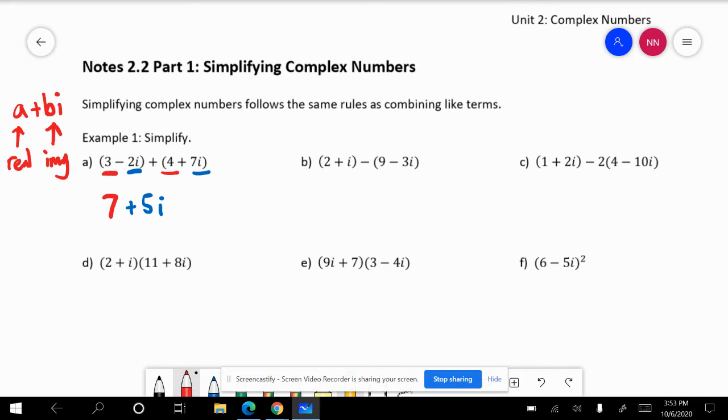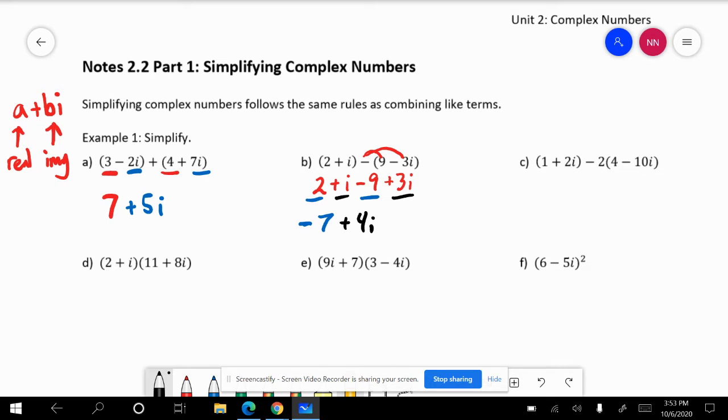If we're looking at letter B, we're going to distribute the negative to each of the terms. And we get 2 plus i minus 9 plus 3i. We're going to add the real numbers, so we get negative 7. And then we're going to add the imaginary numbers, which would give us 4i.